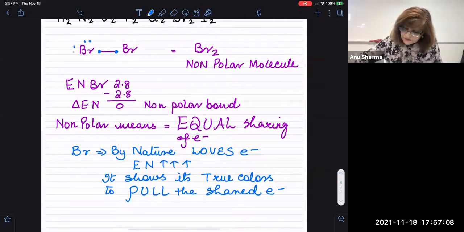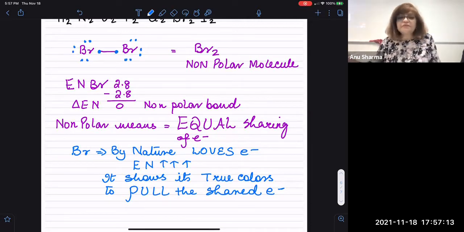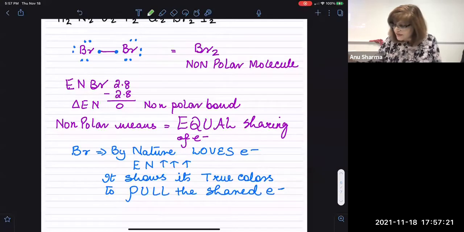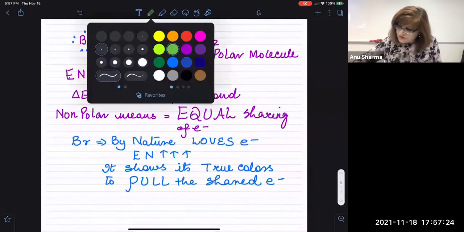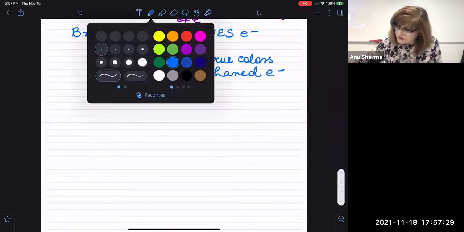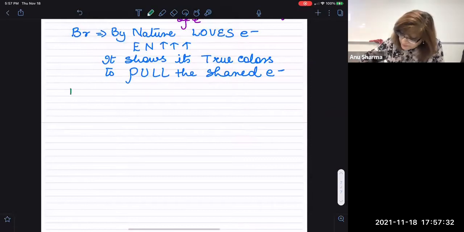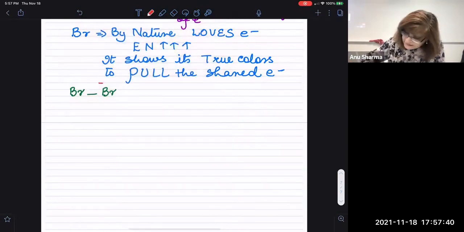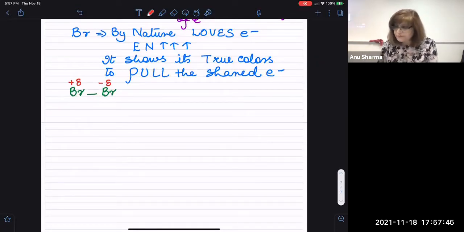Each of the bromines has its own lone pairs, but a time comes when one of them changes its mind and says, why should I give that one electron to this guy? I want the other one also. It starts thinking that. Then what happens? This is the story with bromine. Here is this bromine and another bromine. When it pulls the electron clouds towards itself, this one gets a delta negative charge, and this one gets a delta positive charge.